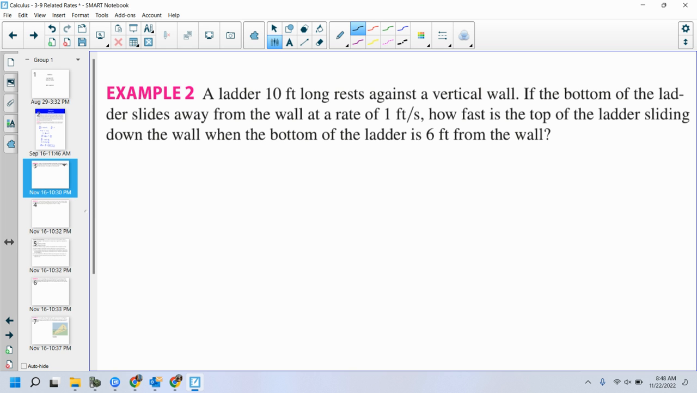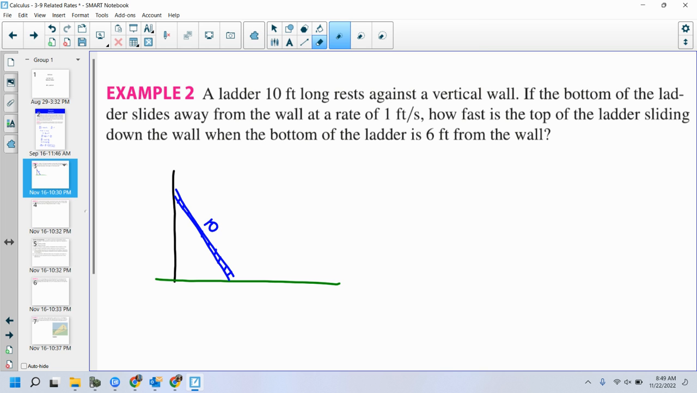All right, so we've got a vertical wall. Here's my ground. And I have this ladder here. The ladder's 10 foot long. That's not 10 prime. The ladder's 10 feet long.